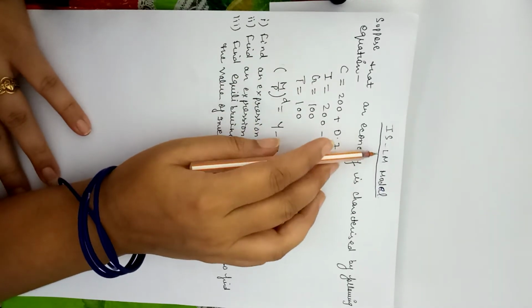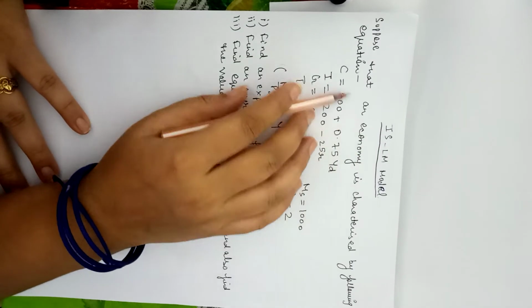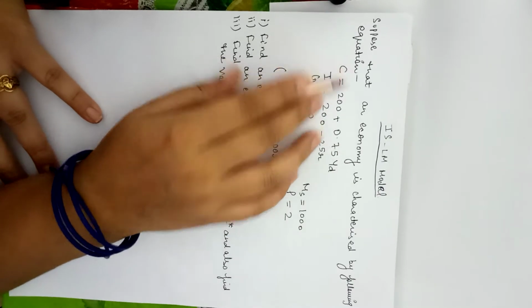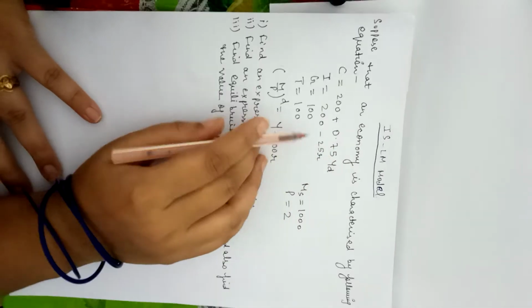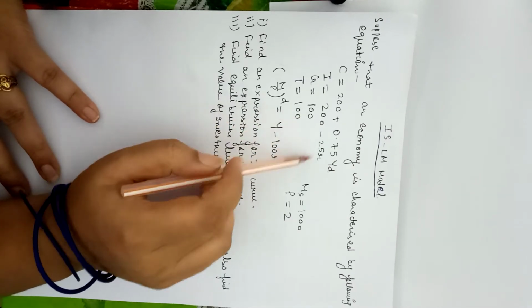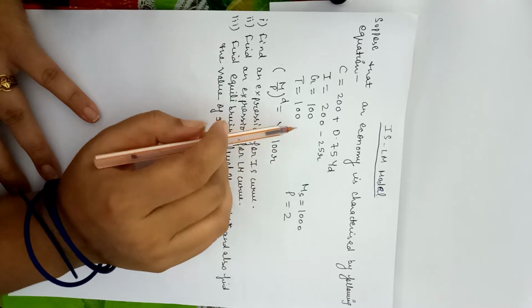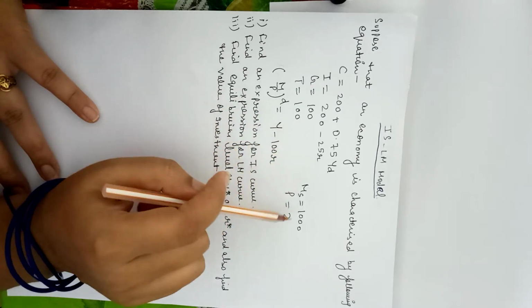Today I am going to tell you the IS-LM model with the help of a numerical. So here I have written one numerical, and on the basis of this we will calculate the IS curve, the LM curve, and how to determine the equilibrium rate of output and rate of interest.